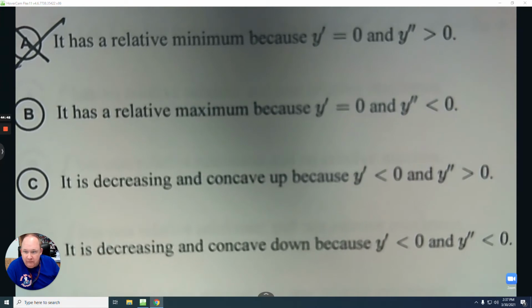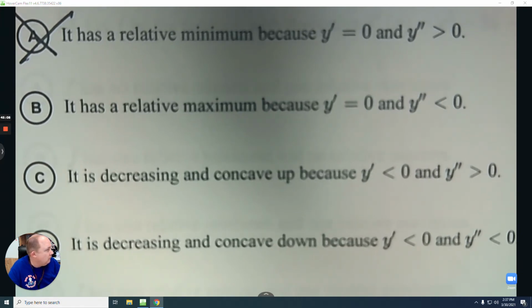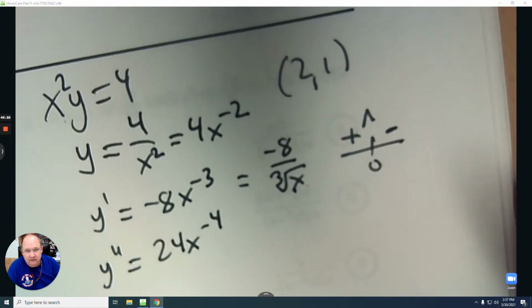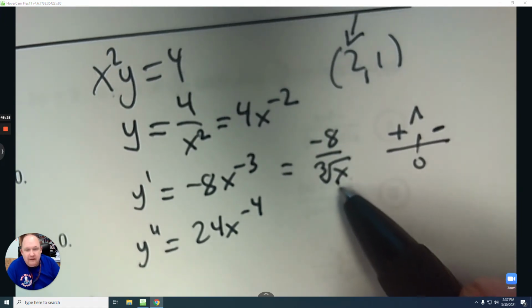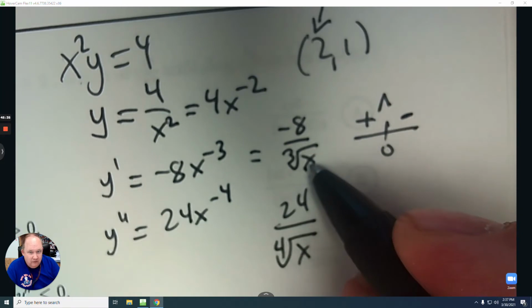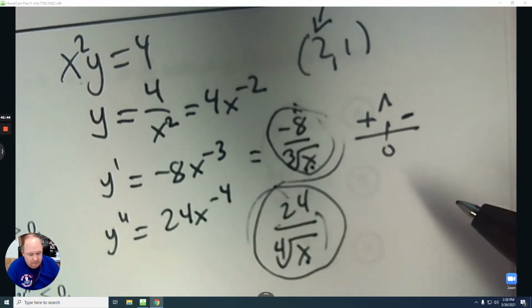B says that there's a maximum. I like that. The second derivative... Oh, and it says, what's true at (2, 1)? So at (2, 1), there is no maximum and there is no minimum. I had to make sure I read that we're specifically looking at (2, 1). When I solved it the way I did, I only have to look at the x value, which is 2. So if I plug in 2 for x, it's decreasing. And if I plug in positive 2 here, it's concave up. Decreasing, concave up. So the answer is C.